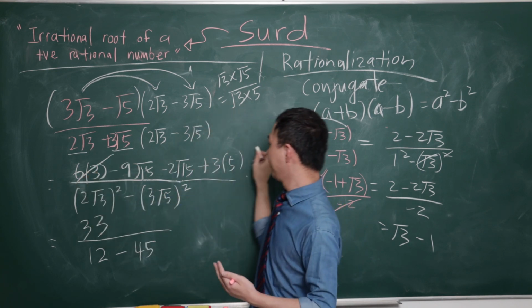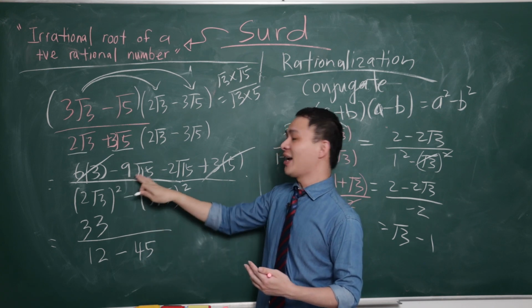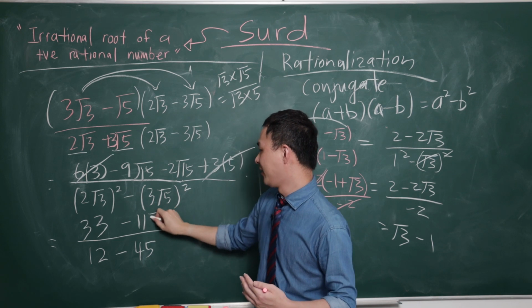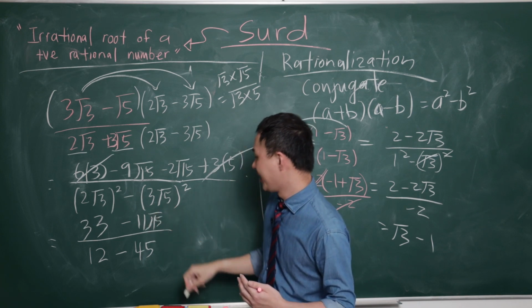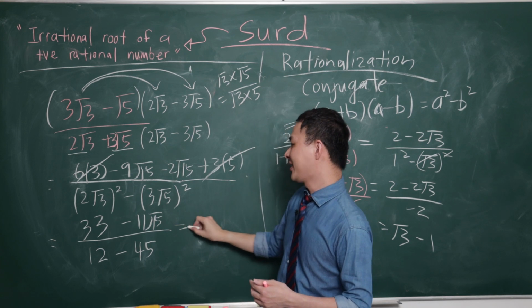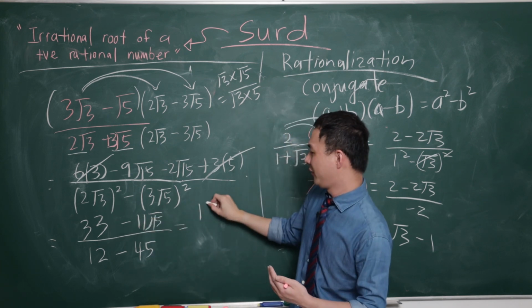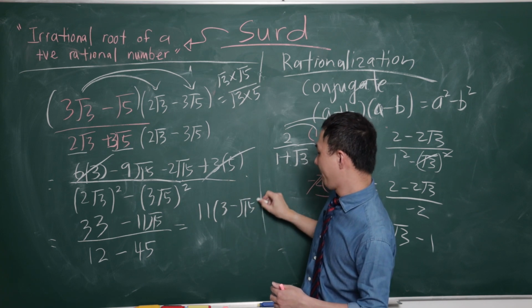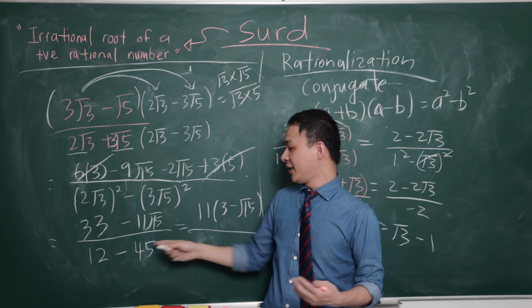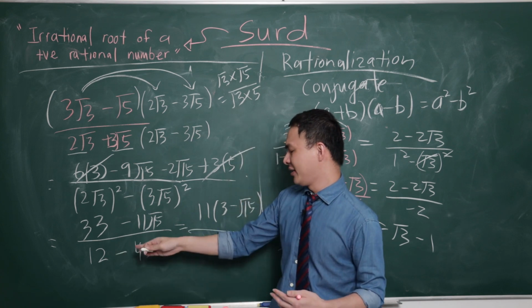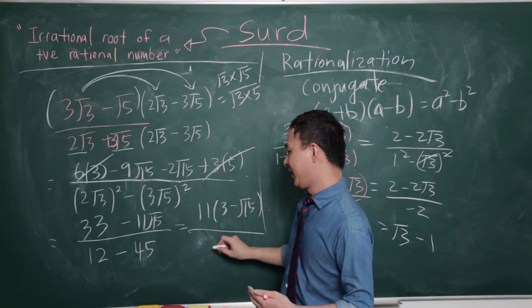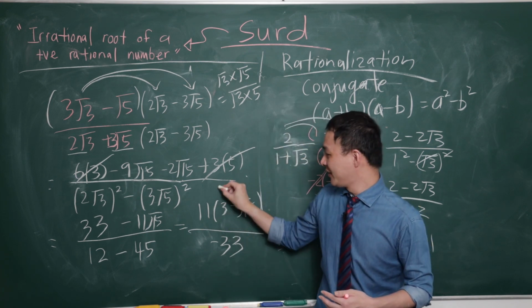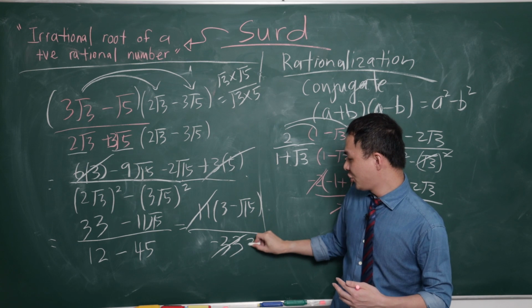Then I solve these two things: minus 9 square root 15, minus 2 square root 15, gives minus 11 square root 15. Alright, then last step, maybe I can factorize out 11 on the top, and this one will give me 3 minus square root 15 over the denominator. The denominator 12 minus 45 is negative 33. And then 11 and 33 I can further simplify, and it becomes 3.